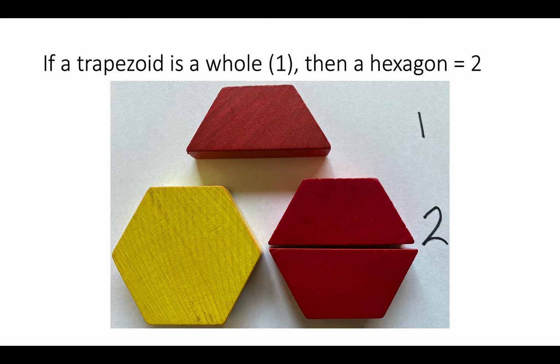These pattern blocks do not have fixed values. Whenever we represent a fraction, we need to first define what a whole is. If a trapezoid represents a whole, or 1, then a hexagon is made out of two trapezoids, so a hexagon would represent 2.